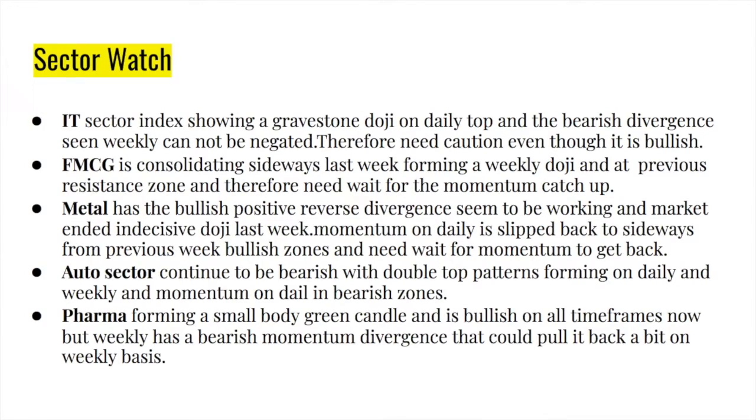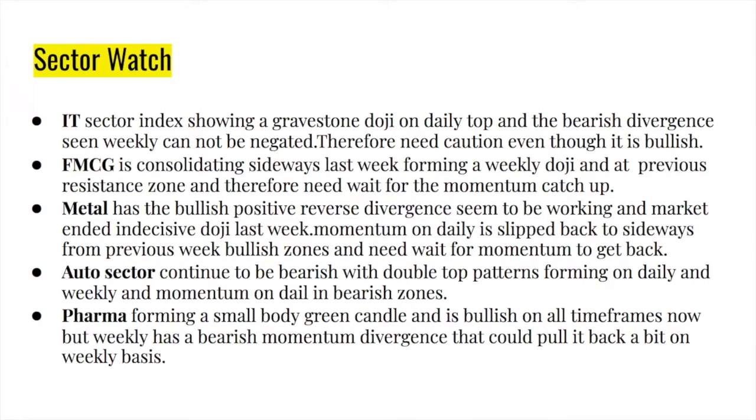Now metal is having a bullish positive reverse divergence that we saw last week, which is very bullish. We talked about that last week, and exactly that is what happened. Metal moved up. Now, on all time frames in the metal index, if you see, they have good momentum. But there is an indecisive doji on the weekly candle. There is some indecision. The momentum has not fully picked up, but it is in the bullish zones. So metal can be seen as a bullish sector along with IT.